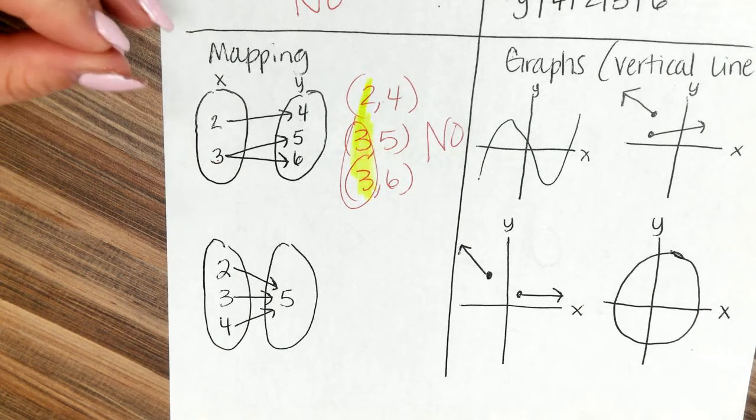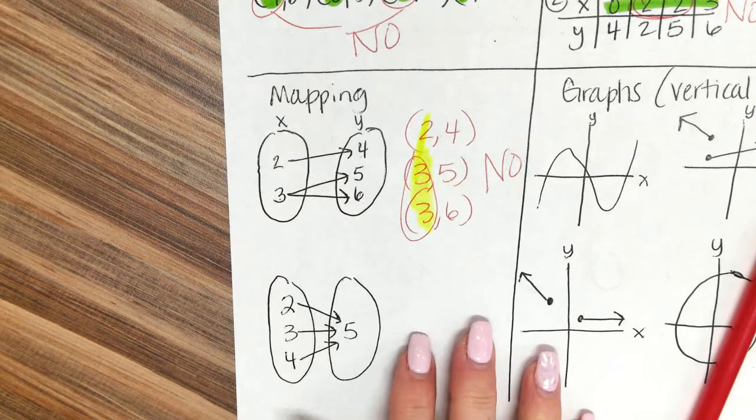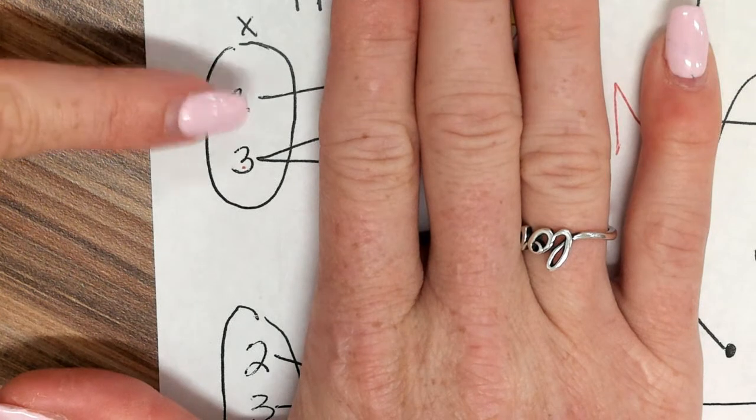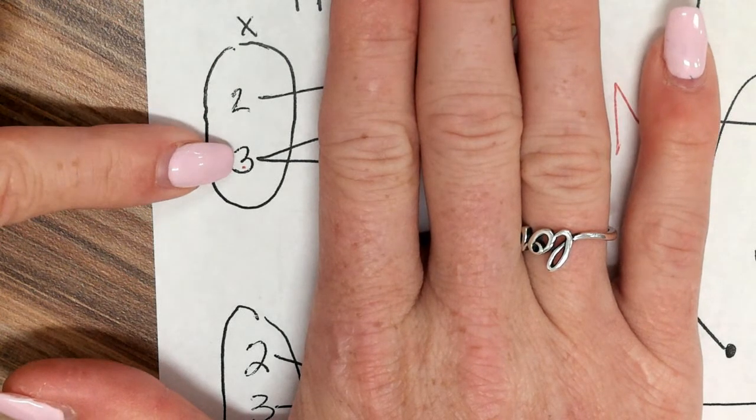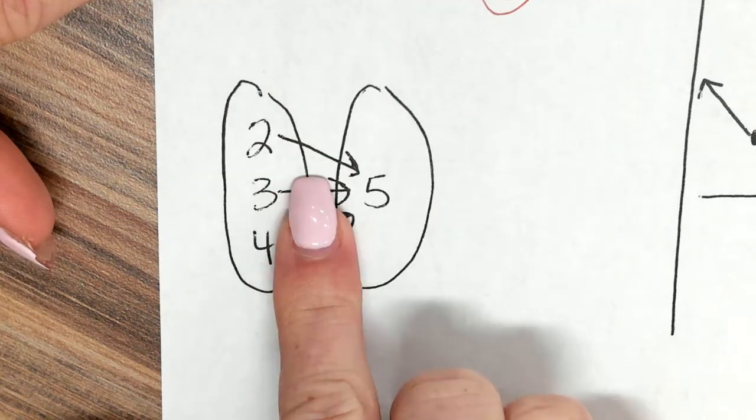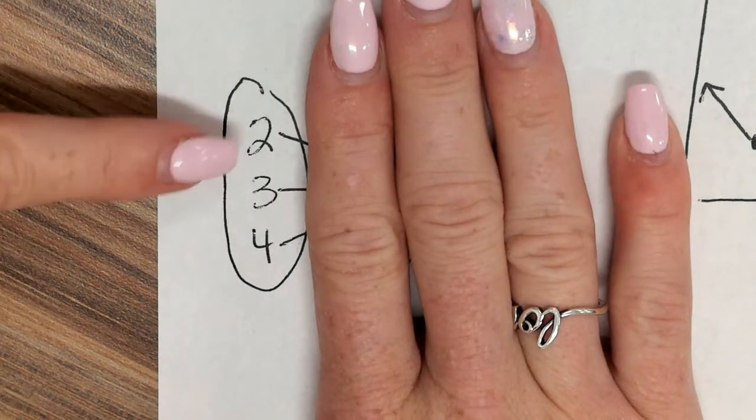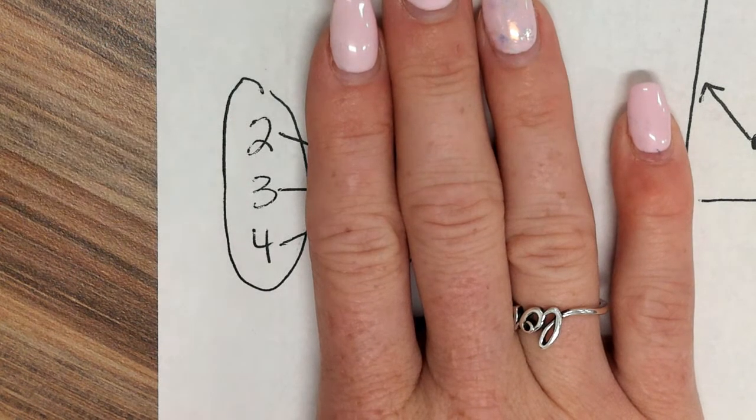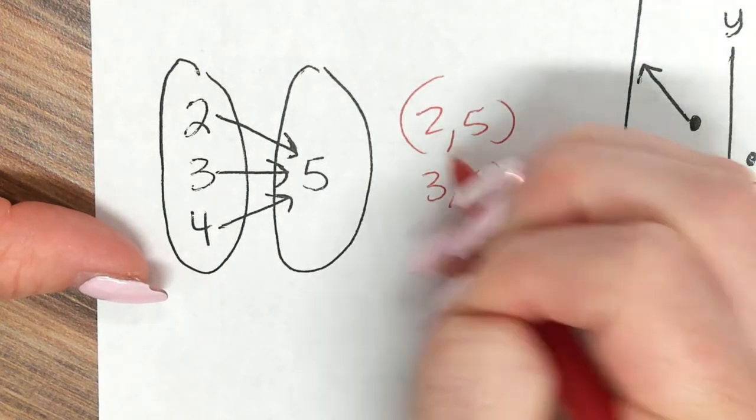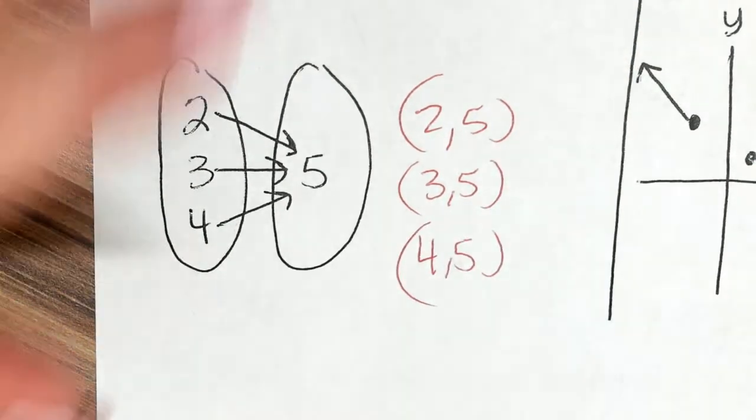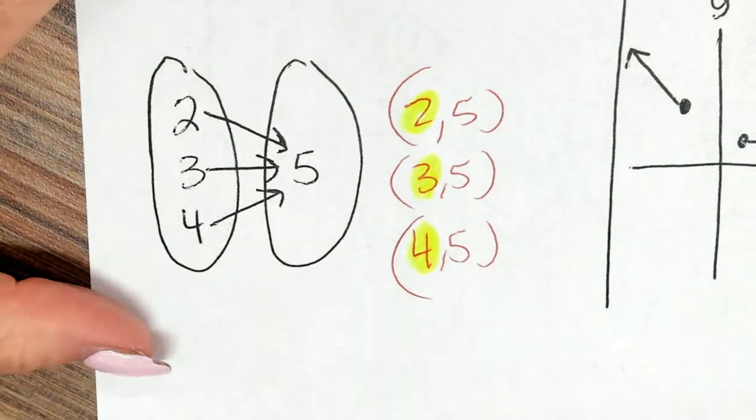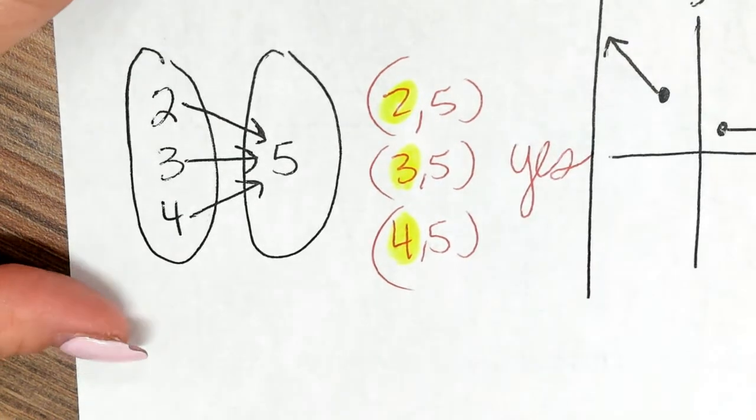The other way you can do this if you don't want to write out coordinates is to cover the Y's and ask yourself, does each X have only one line coming out of it? Well, no, it doesn't. The 3 had 2 lines. So why would this be a function? Because if I cover the Y's, each X had only one line coming out. And if I wrote these as coordinates, it would be 2, 5, 3, 5, 4, 5, and I only care about the X's. And the X's did not repeat, so my answer would be yes, that's a function.